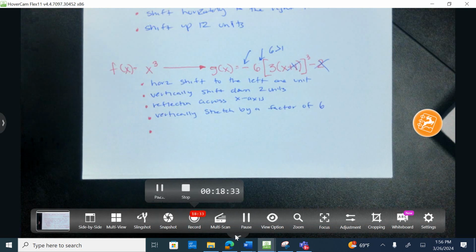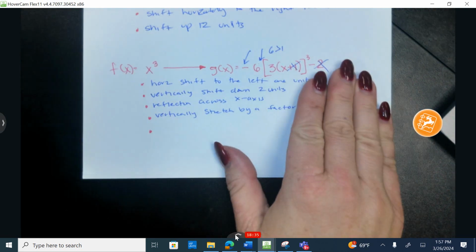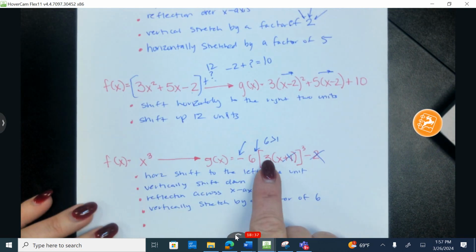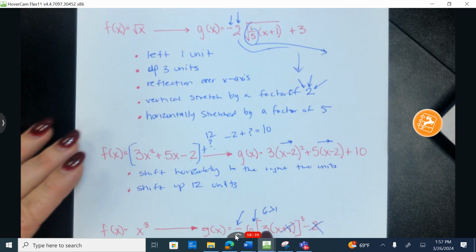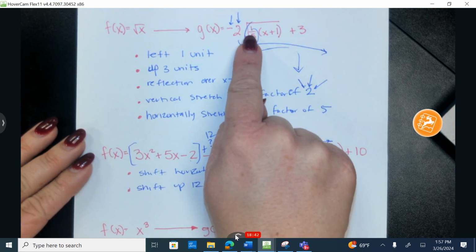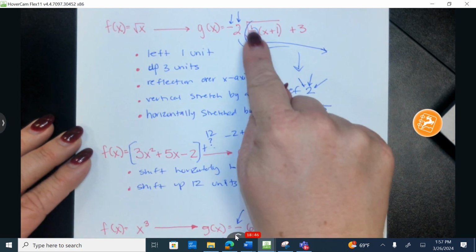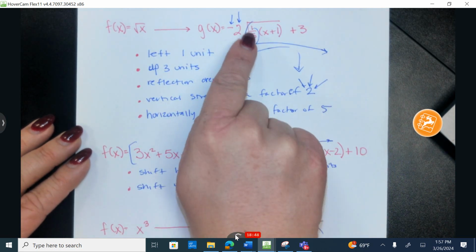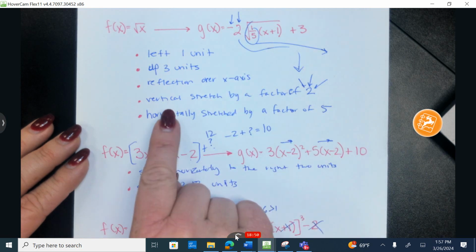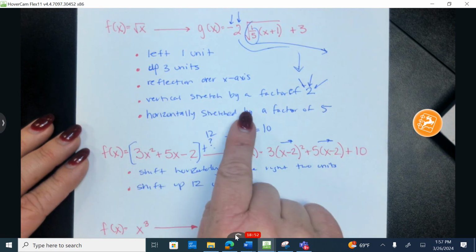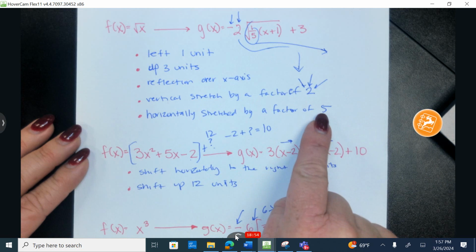So I want to compare this problem where in this position I have a 3 and here I have a 1/5. Both of them are embedded within this original parent function. But look at when I have 1 over a value, we say vertically or horizontally stretched by that value on the bottom.